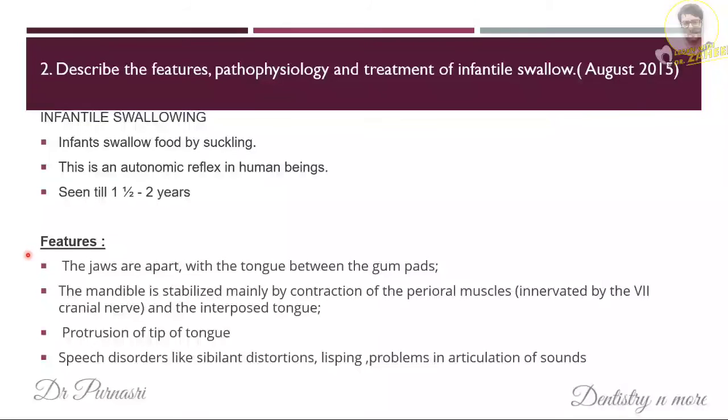The features of this are, the jaws are apart and the tongue is between the gum pads during the swallow. Then the second feature is, the mandible is stabilized by contraction of the perioral muscles. So these perioral muscles are basically the facial muscles that are innervated by the 7th cranial nerve. And the tongue tip is protruded forward between the gum pads. And then one more feature that can be seen is, if this infantile swallow is retained over more than 2 years of age, then speech disorders can be seen.